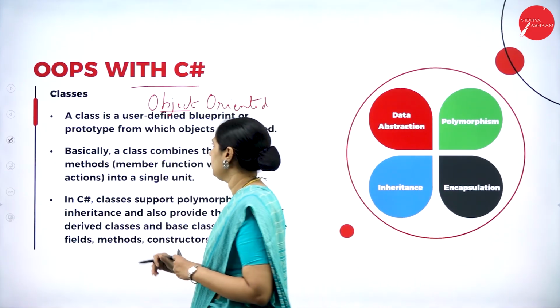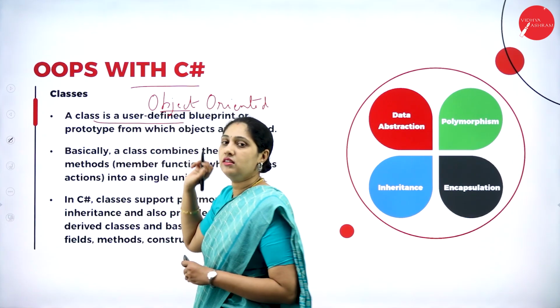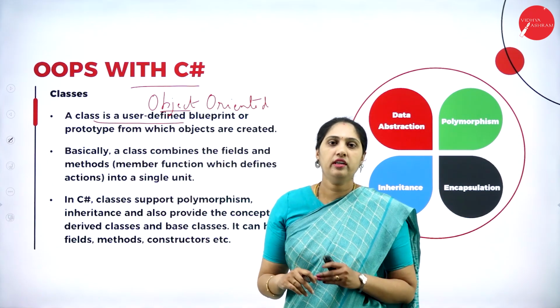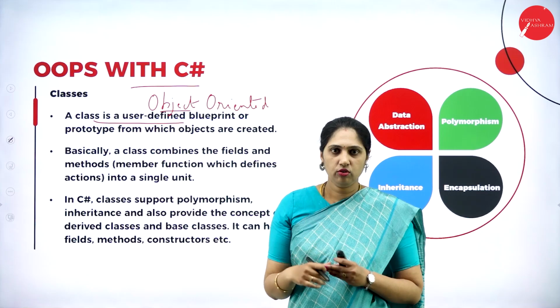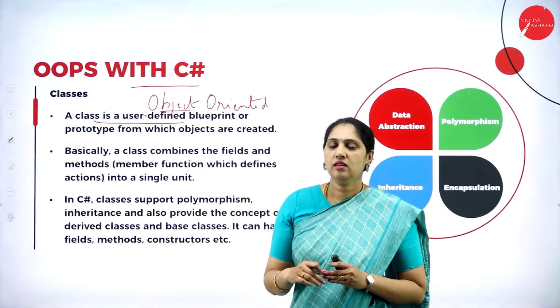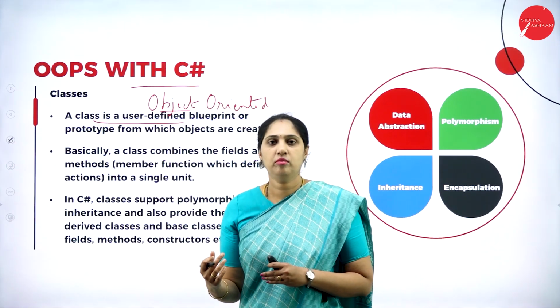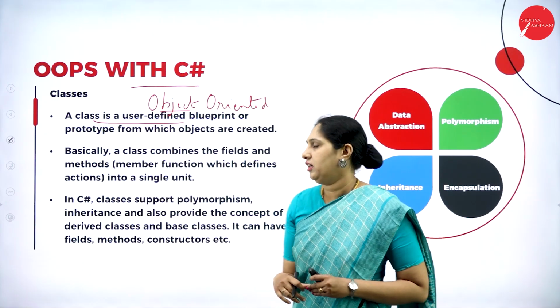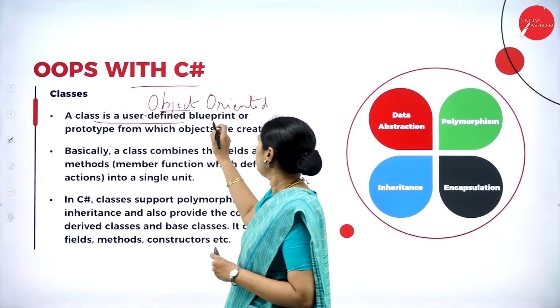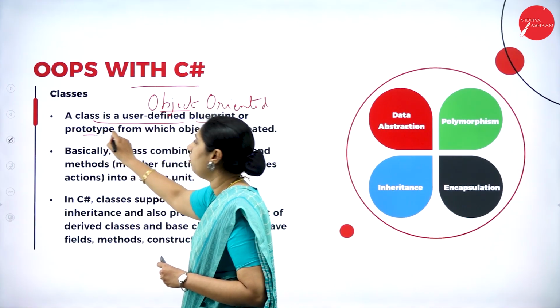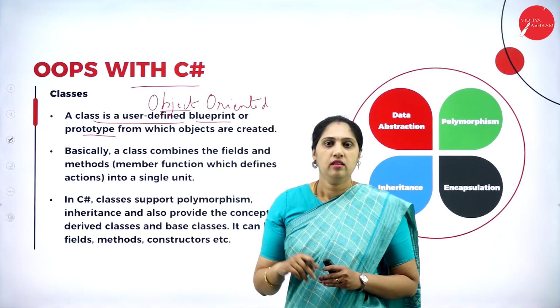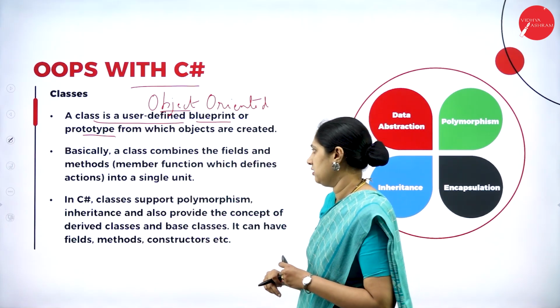So what is a class? Class is user defined. It is not predefined. We'll define our own class. Say class is something like class student, class animal. That is the example of class. So we can also say it is a blueprint or a prototype. It is a definition for class.